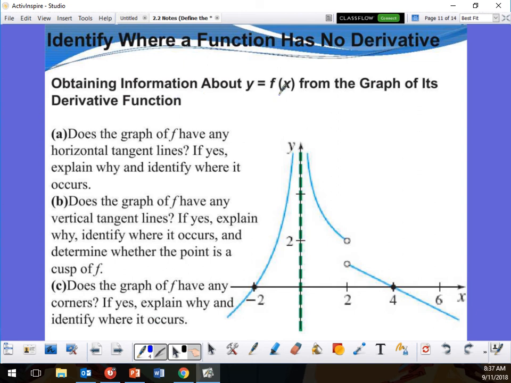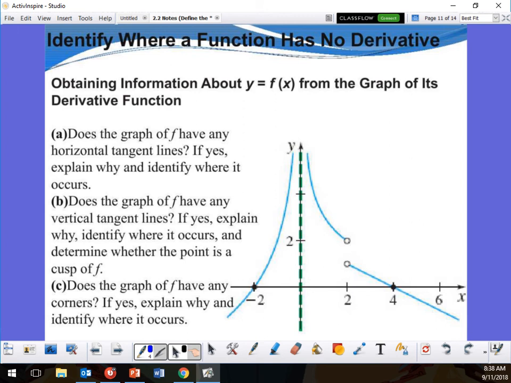Okay, obtaining information about y equals f of x from the graph of its derivative function. Now, A. For this graph, does it have any horizontal tangents? If yes, explain why and identify where it occurs. Now, horizontal. What does horizontal mean? The word horizontal comes from horizon. If you look at the horizon, it is like that. So is there any place in here that is like that?